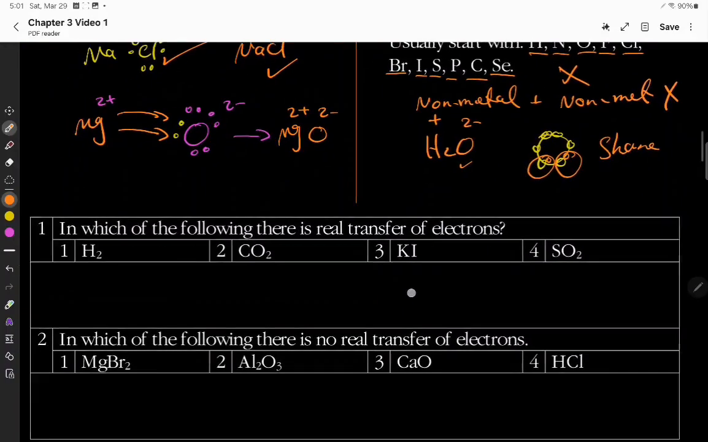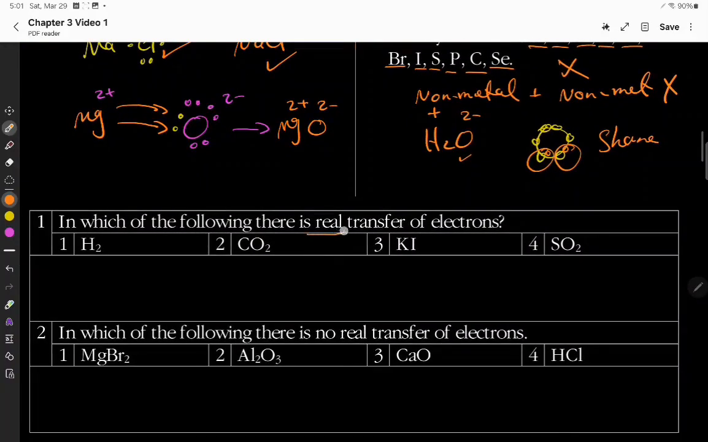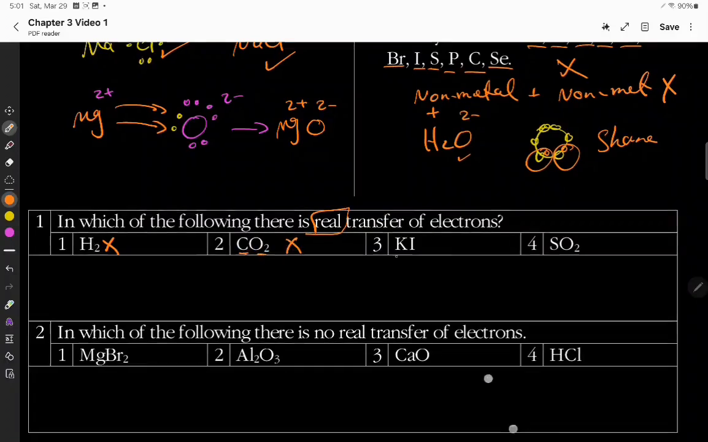If we look at this question, in which of the following there is real transfer of electrons? Hydrogen, no. Non-metal, covalent, no. Carbon, non-metal. Oxygen, non-metal, no. There is no real transfer of electrons. Potassium is metal, and iodine is non-metal. So yes, this is the correct answer. Sulfur dioxide, sulfur and oxygen, non-metal, no true transfer of electrons. The correct answer is potassium iodide.